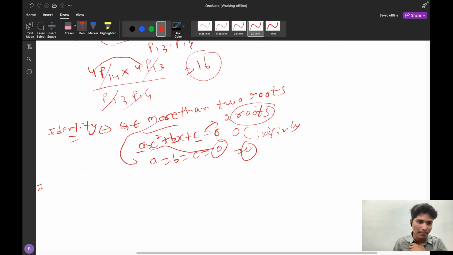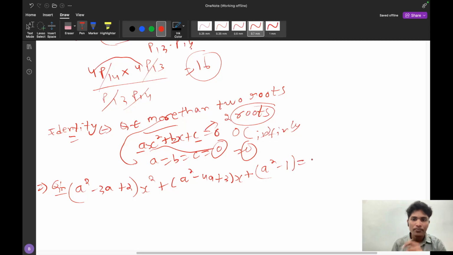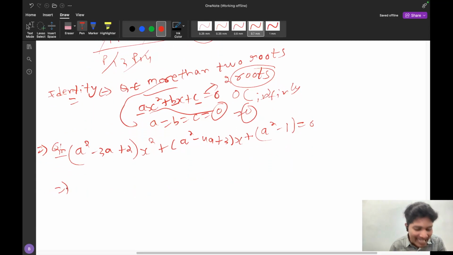Now with one example, one question: a square minus 3a plus 2. The questions I am discussing are PYQs only. Don't simply think these are simple questions. Those are simple questions, but they are the previous year questions of JEE Mains. The question is: a square minus 3a plus 2 into x square plus a square minus 4a plus 3 into x plus a square minus 1 is equal to 0.